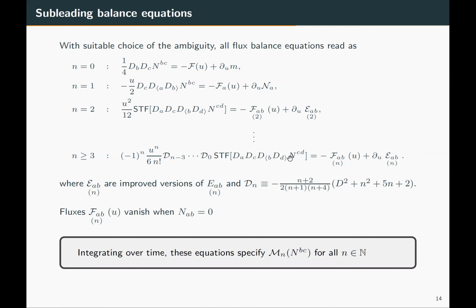Now, as you clearly see, if I integrate over time of this equation, I get an equation for the nth Mellin transform of the news. So altogether, I have a set of equations for all integer Mellin transforms of the news. And this is, I guess, interesting.